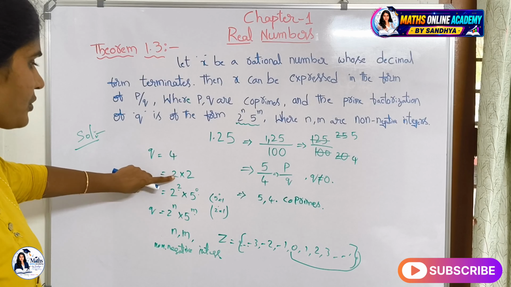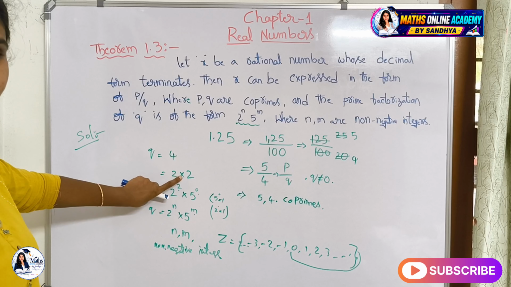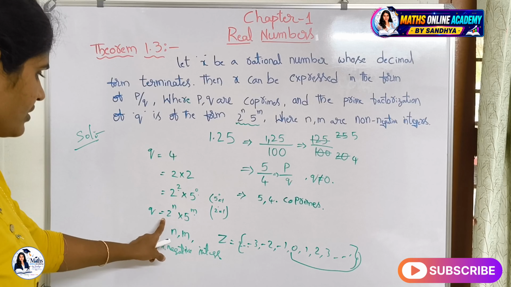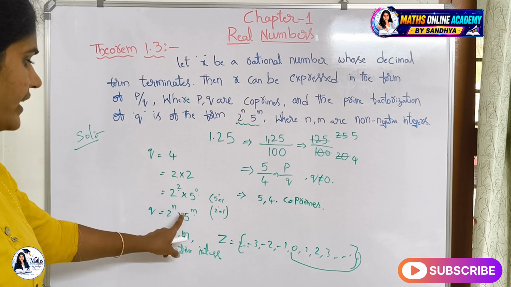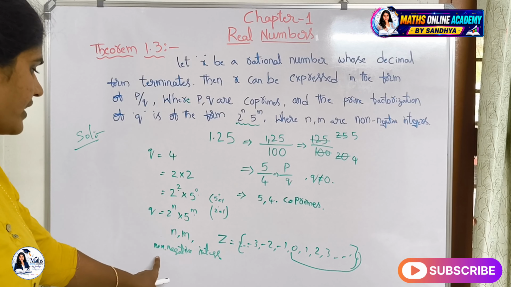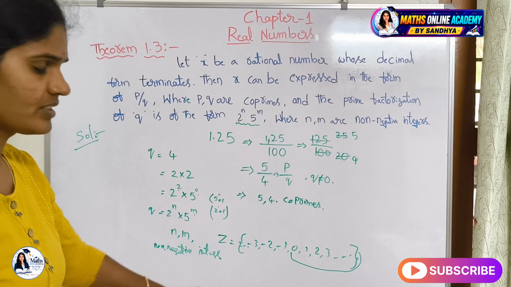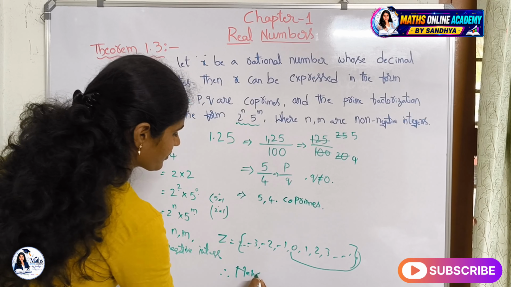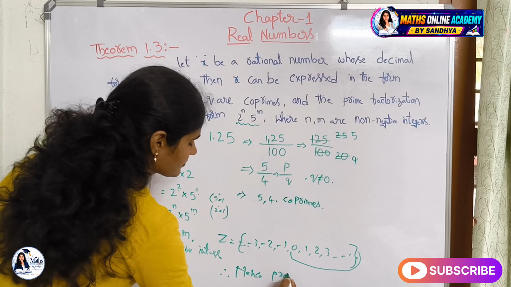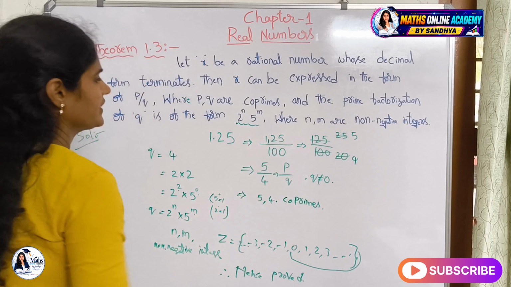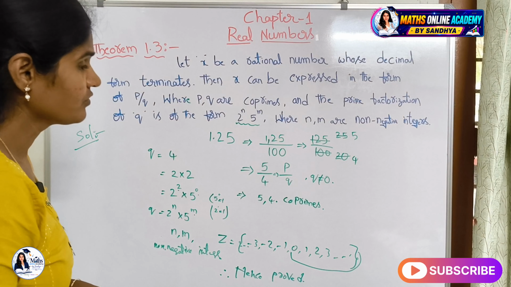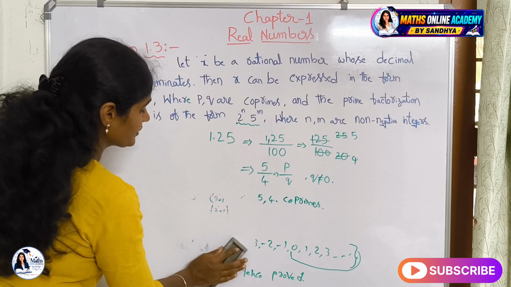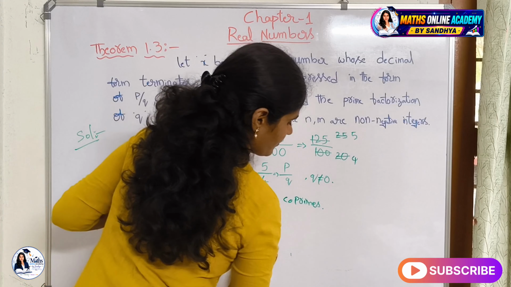And q value is 4. For 4, you can write 2 into 2. 2 into 2 means 2 square into 5 power 0, which means 1. This looks like 2 power n, 5 power m. n comma m are non-negative integers. Finally, hence proved. For the same, you can express one more example also.